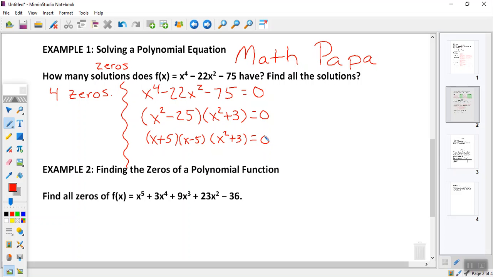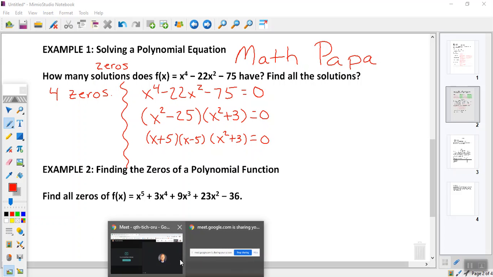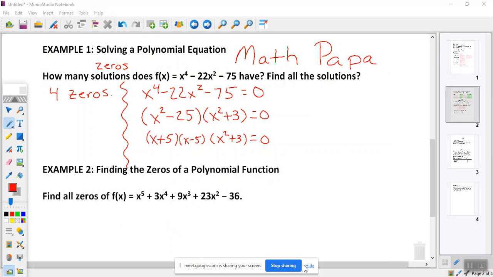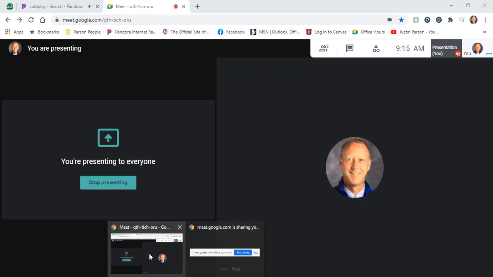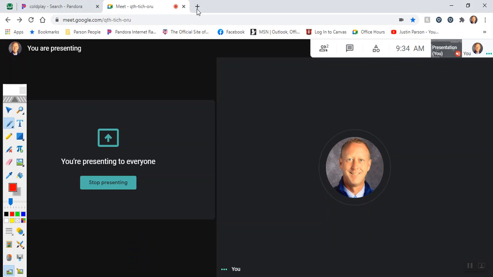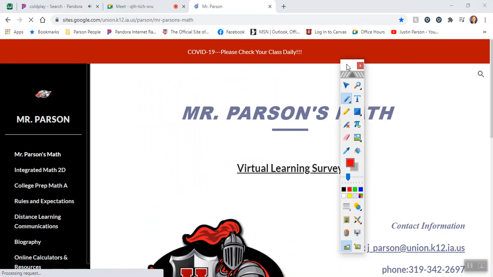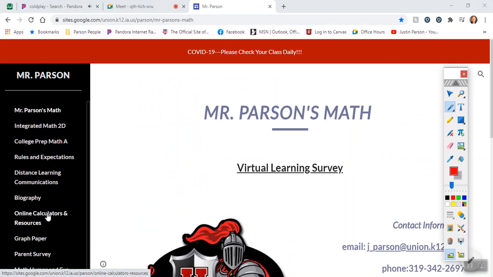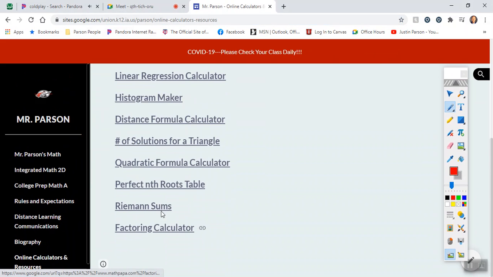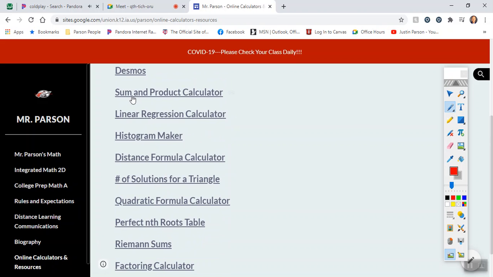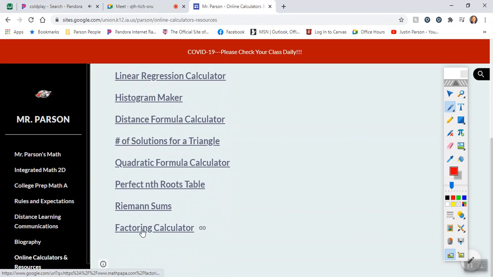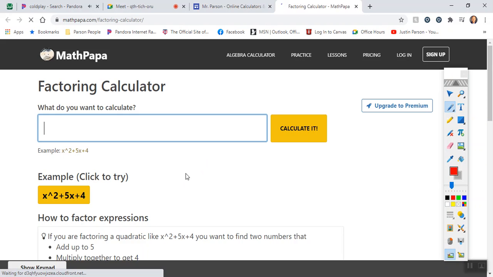Okay, I just want to show you something real quickly. I know factoring is kind of a stumbling block for us at times, so we can confirm this right here. If you guys jump in right here, this might save you some time. Let me go here quickly, kids. So on the website right here, it's under online calculators and resources. Guys, do you remember which one it was? Factoring calculator. Way at the very bottom, it's a factoring calculator.